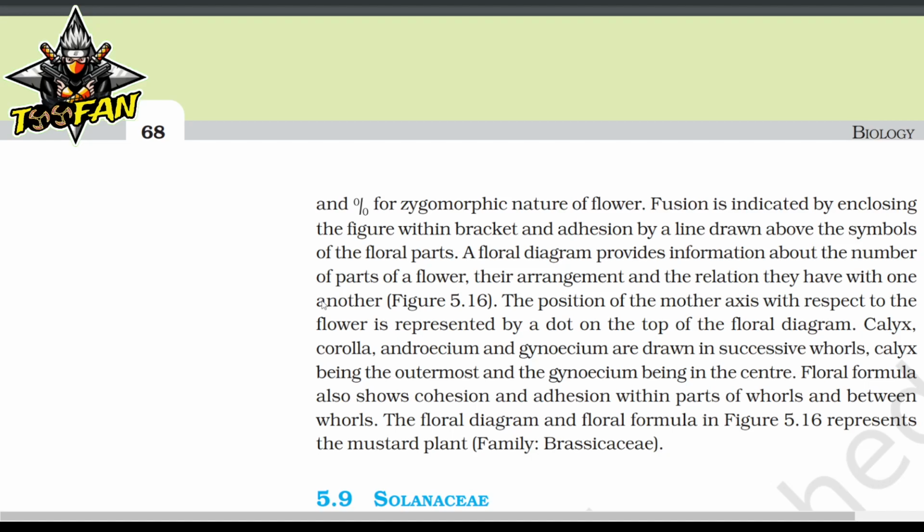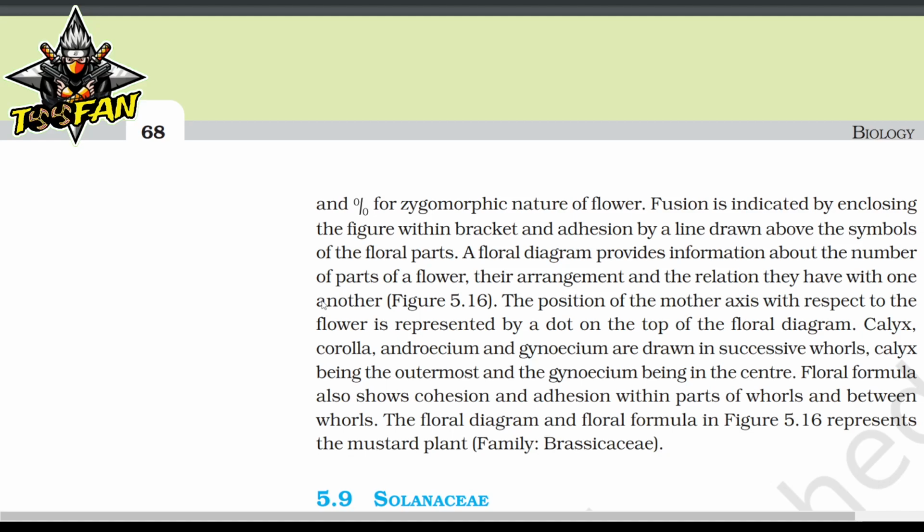A floral diagram provides information about the number of parts of a flower, their arrangement and the relation they have with one another. The position of the mother axis with respect to the flower is represented by a dot on the top of the floral diagram. Calyx, corolla, androecium, and gynoecium are drawn in successive whorls, calyx being the outermost and the gynoecium being in the center. Floral formula shows cohesion and adhesion within parts of a whorl and between the whorls.